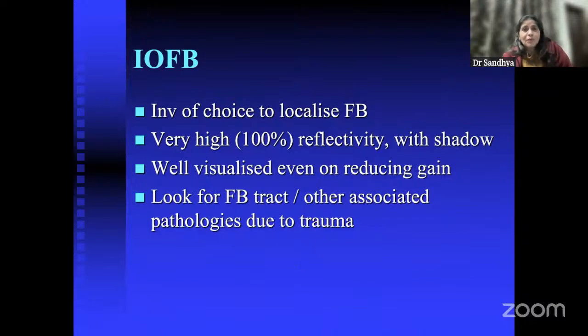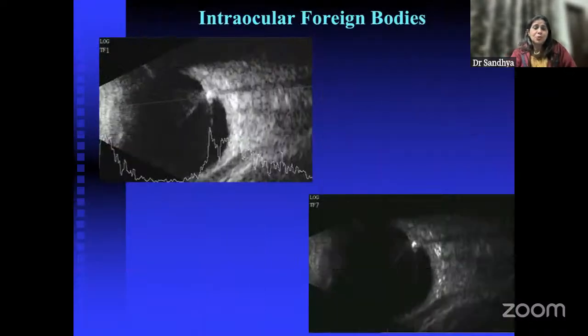Once you have a foreign body there, you have to keep in mind a lot of other things also. You have to look for any pathology which is associated with trauma, like a vitreous hemorrhage, a detachment, or something else. So that also you have to look for. So it gives you a lot of other clues also. Like this is a patient having an intraocular foreign body, a patient after trauma.